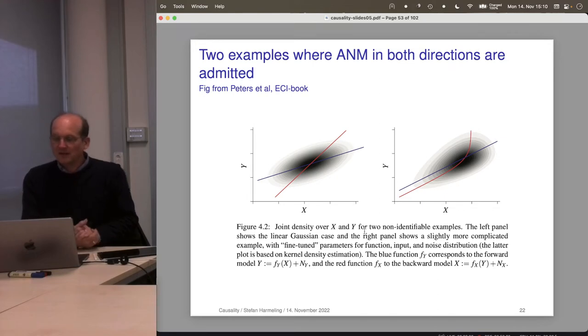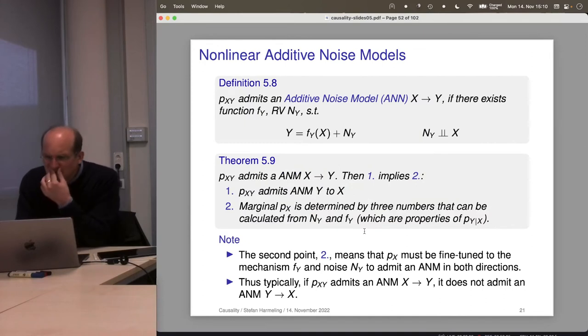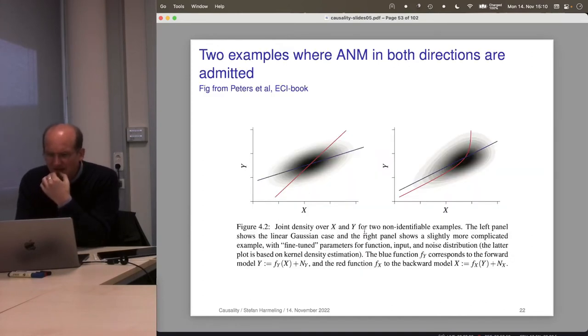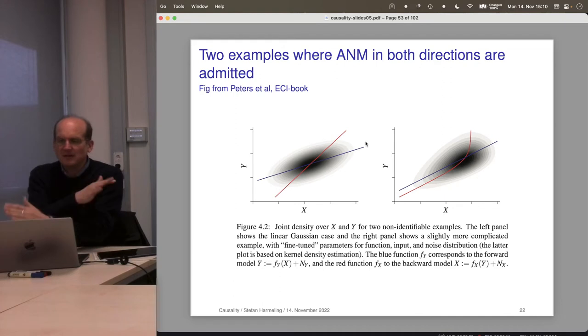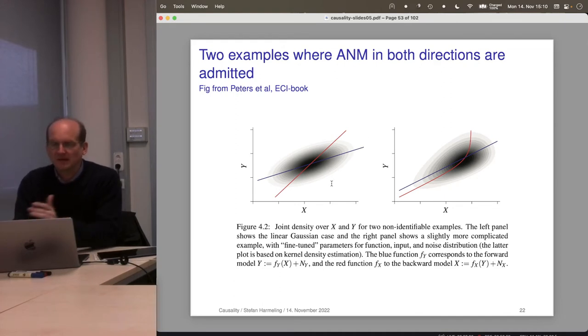Those are two non-identifiable examples. First of all, where's the additional assumption here? Yeah, okay. So that's a Gaussian case, a linear Gaussian case. Basically, you can do any direction you want. It doesn't matter. So it's symmetric. But this is a non-trivial one for the non-linear function. So you could have one function like that, again from x to y, and the red one is the function from y to x.